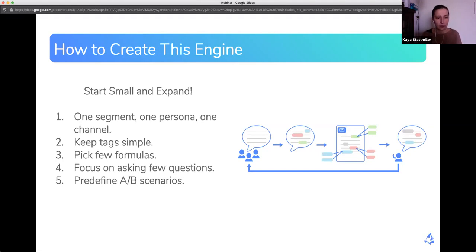Then focus on asking a few questions. I know from working with customers that this is something companies are not used to doing. So give them 3-4 questions just to start with. And then predefine A/B scenarios. Again, don't have a huge list of A/B testing scenarios. Just select, for example, as I have in the list above, pick 6 and optimize them until you see the results.